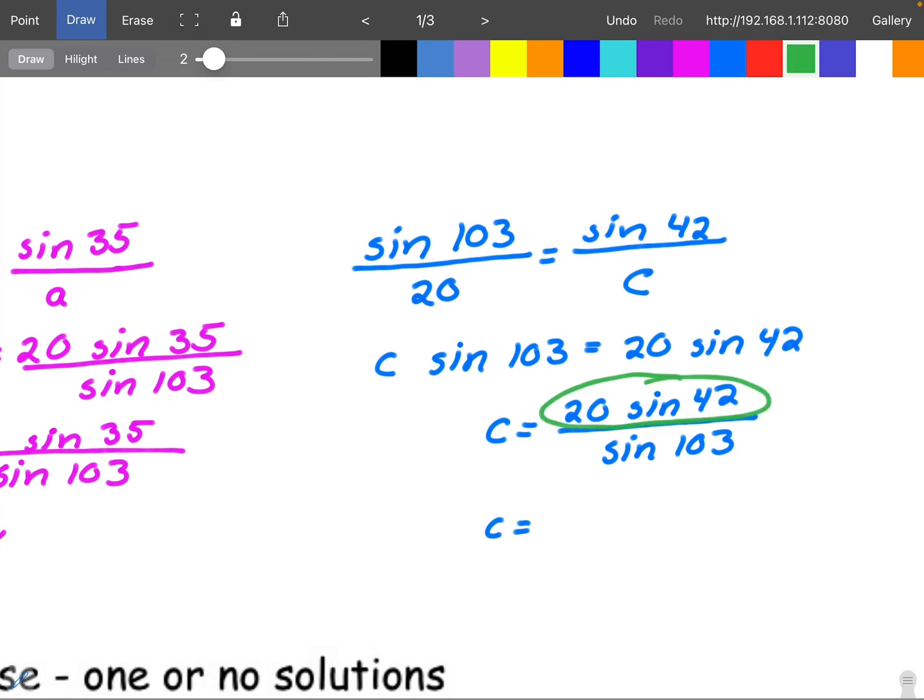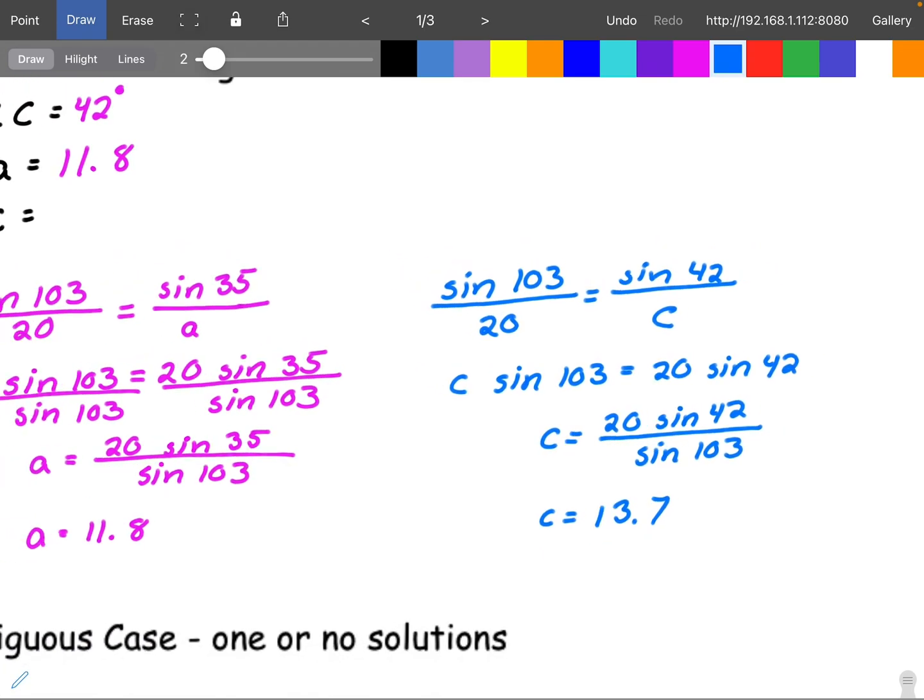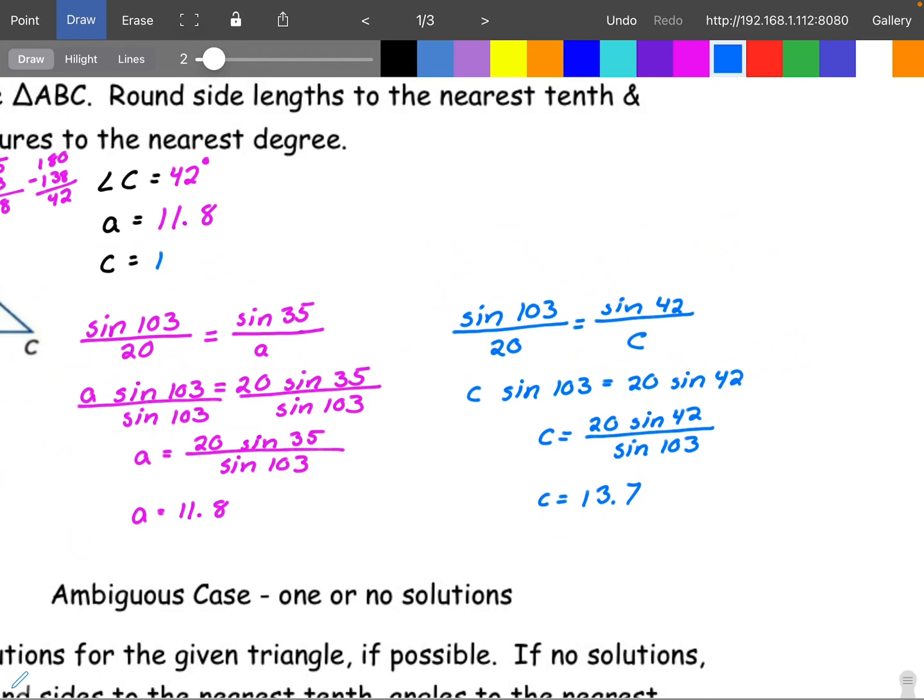I'm going to hit enter and get my decimal. Then I'm going to divide that answer by sine 103. And when I do, I should get that C is approximately 13.7 after you round it to the nearest tenth. So that gives me my last answer, 13.7.